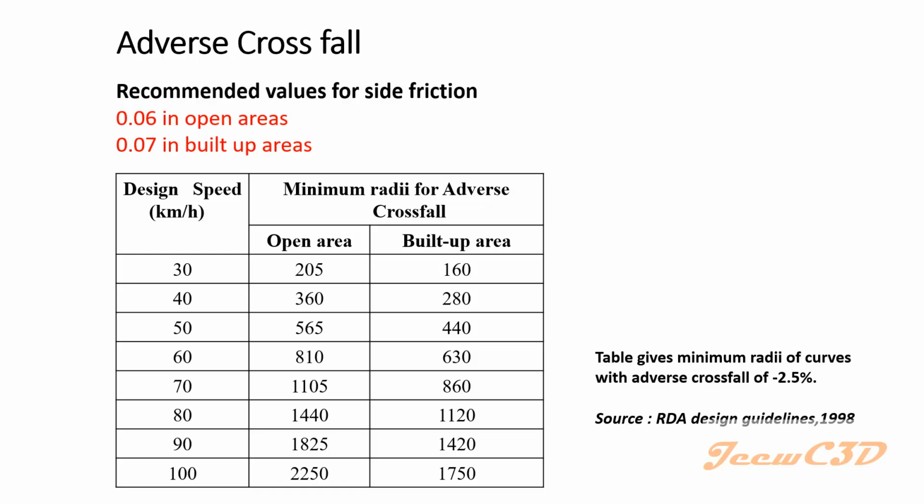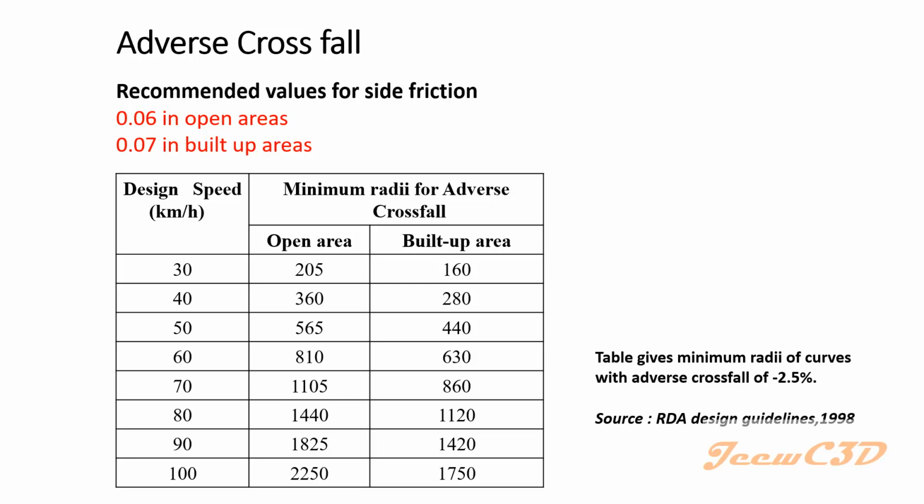So to have the adverse crossfall, we select the side friction values as 0.06 and 0.07. For open areas 0.06, that means f max, and for built up areas it is 0.07. So when you calculate the radius, if the design speed is 30, the adverse crossfall radius for an open area would be 205, for a built up area it would be 160. So if your curve is 205, you don't need to have super elevation.